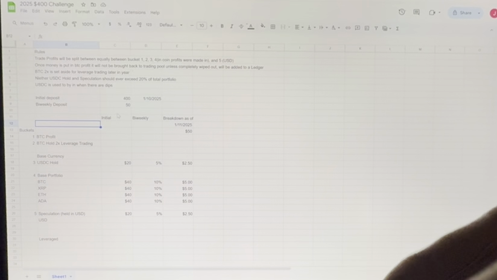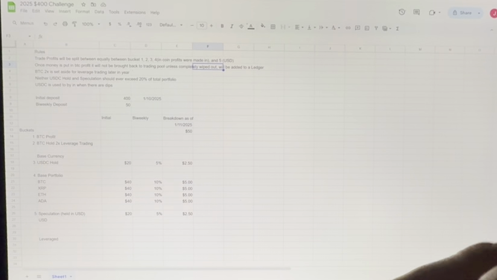As you can see here, that initial 400 deposit, today what we're going to do is move it around so that it fits into the buckets like this. Okay, and that's based off of these percentages. Rule number 2, once the money is put into the BTC profit, it will not be brought back into the trading pool unless completely wiped out. It will be added to a ledger like I mentioned earlier.